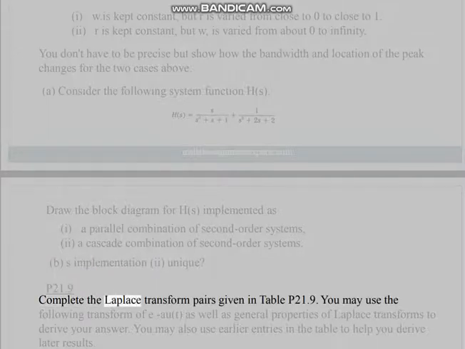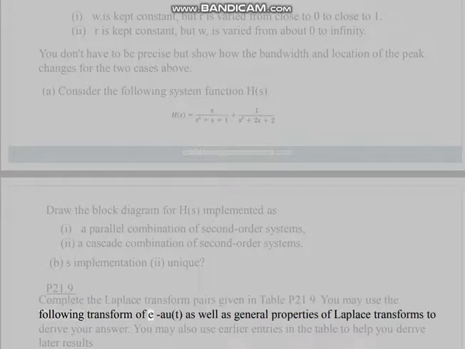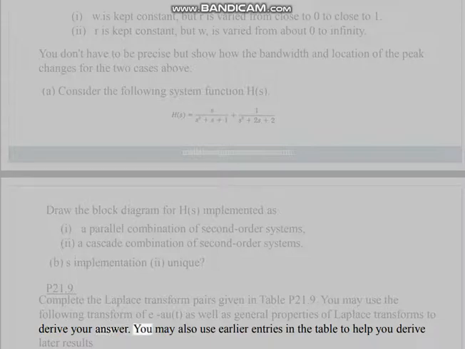P21.9. Complete the Laplace transform pairs given in table P21.9. You may use the following transform of e^(-at)u(t), as well as general properties of Laplace transforms to derive your answer. You may also use earlier entries in the table to help you derive later results.